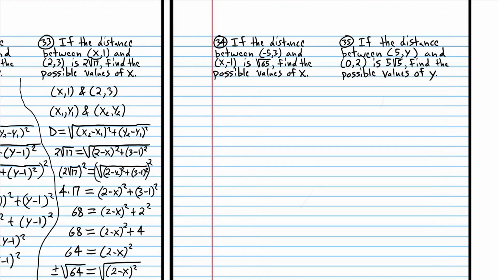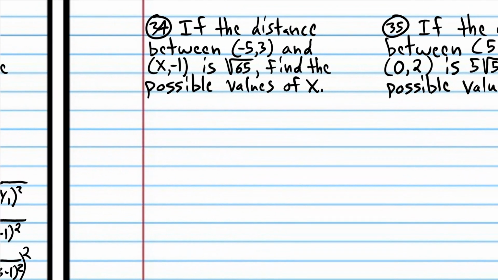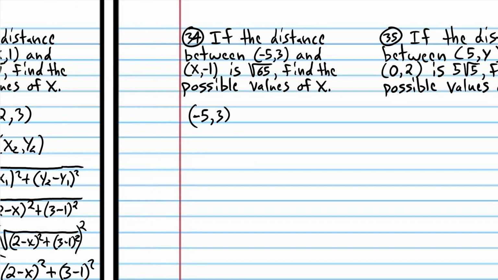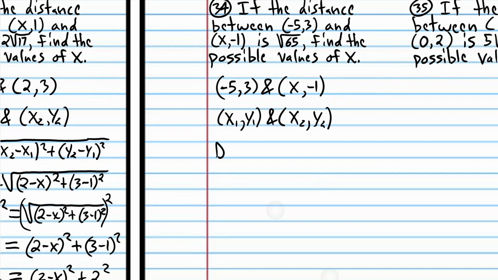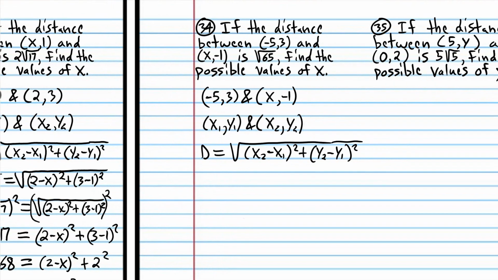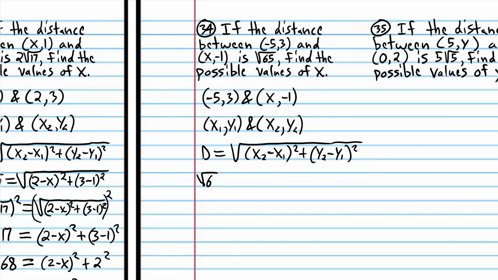All right, we're back. Let's go ahead and write these points out and assign letters to them. And here's our letter assignments. And we're just going to use the distance formula. Again, it doesn't matter which one is point 1 or point 2. And do we know the distance? Yes, we're given the distance is root 65. And we plug in the other numbers. x2 is equal to x. x1 is equal to negative 5. A lot of parentheses happening there. y2 is equal to negative 1 minus y1 is 3.